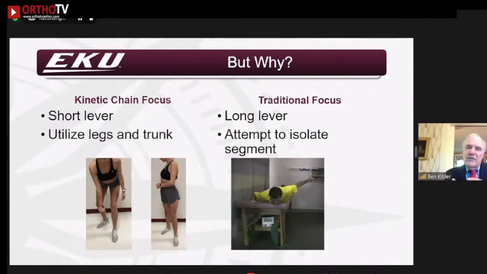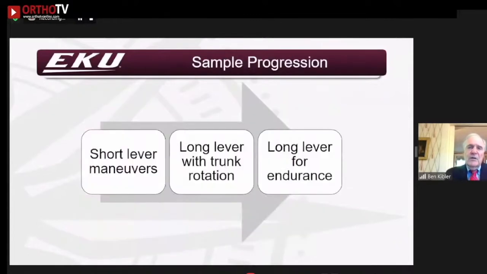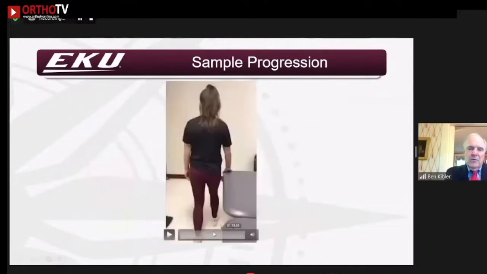Now, occasionally you have to isolate to really activate, but once again, this is in a closed chain environment, not with an open chain with the arm exposed to gravity and force. So the progression is short lever arm maneuvers to a long lever arm facilitated by trunk rotation, and then you use long lever arm. So here's an example of some progressions that are beneficial.